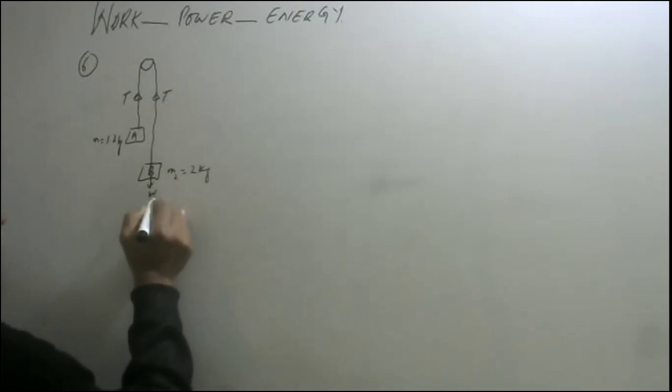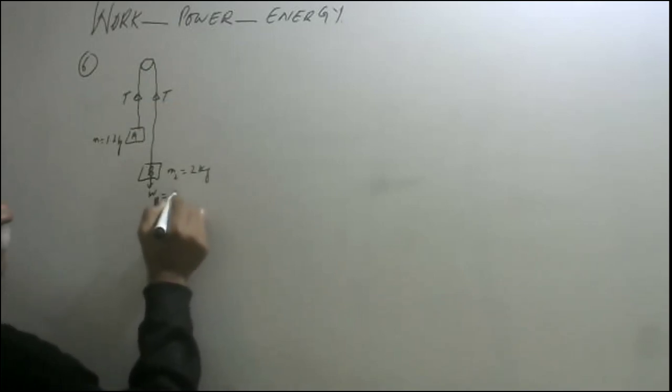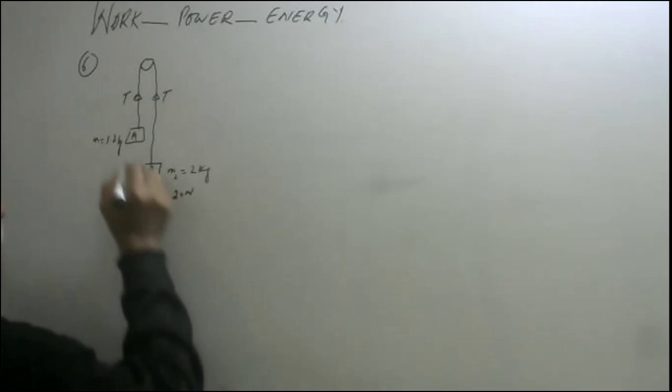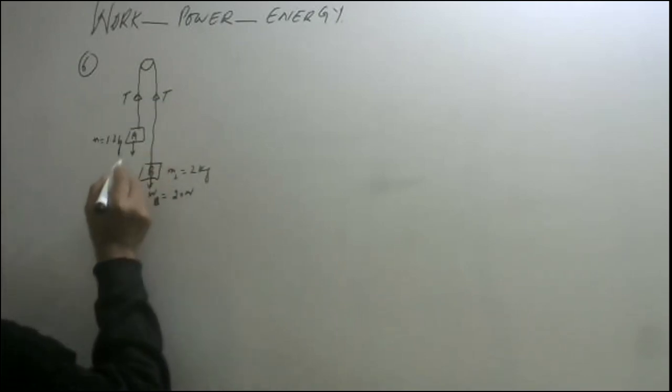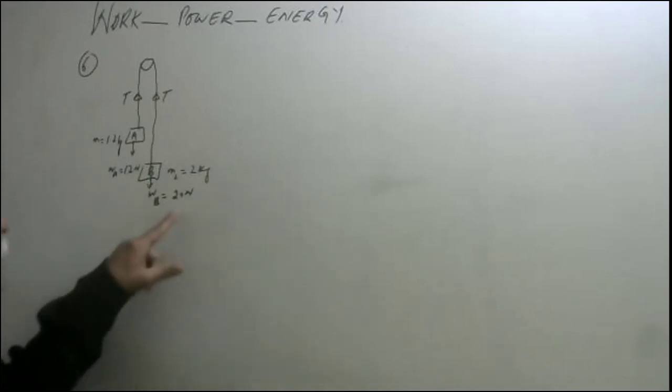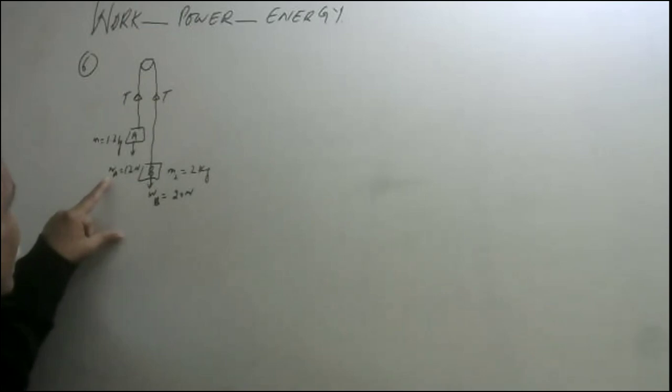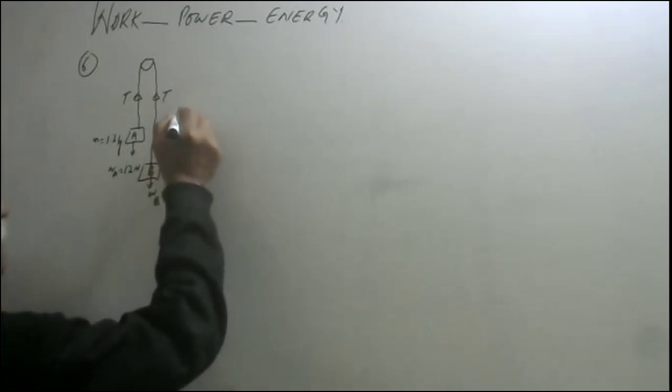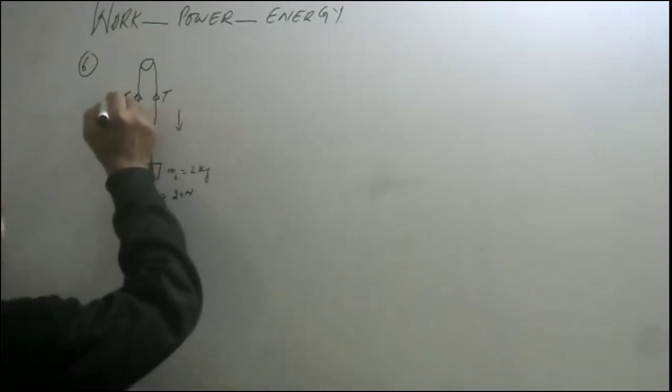The weight of B is equal to 20 Newton and the weight of A is equal to 12 Newton. Then they are asking to find the tension and the acceleration. Since B is 20 Newton and A is 12 Newton, B will move downward and A will move upward.